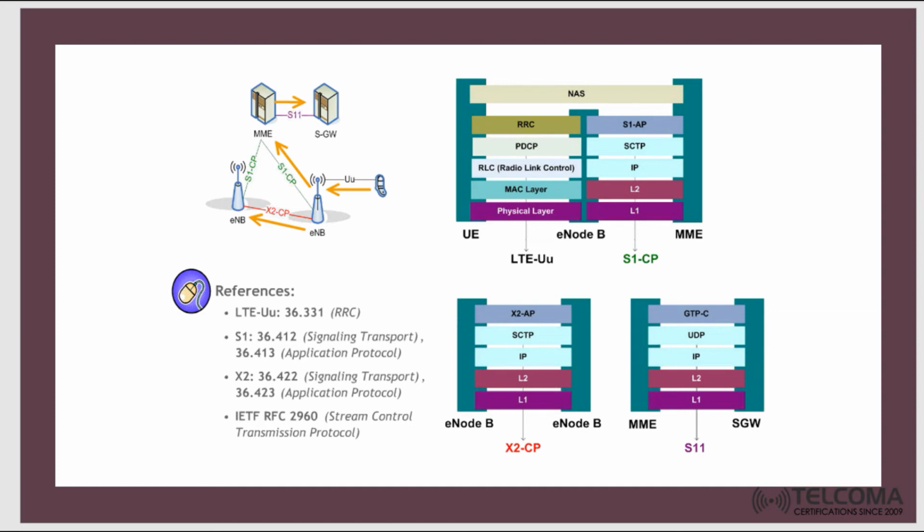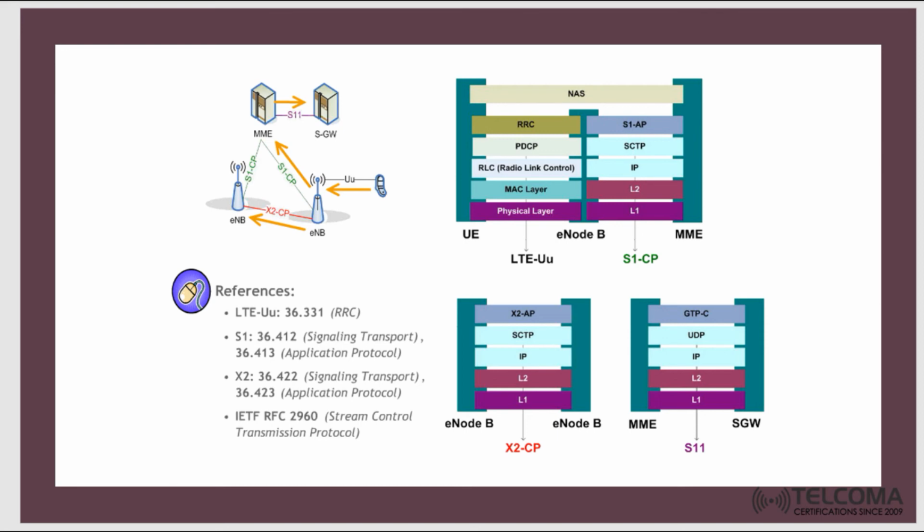Then comes the PDCP, RLC, MAC and physical layers, as we have seen before in the LTE UU interface in the user plane. Then comes the S1 control plane. It's a split of the S1 interface, which has both control plane and user plane. The other key protocol stack present in this diagram is the X2 interface, which is used for communication between two E node Bs for mobility management like handover, radio load balancing, etc.